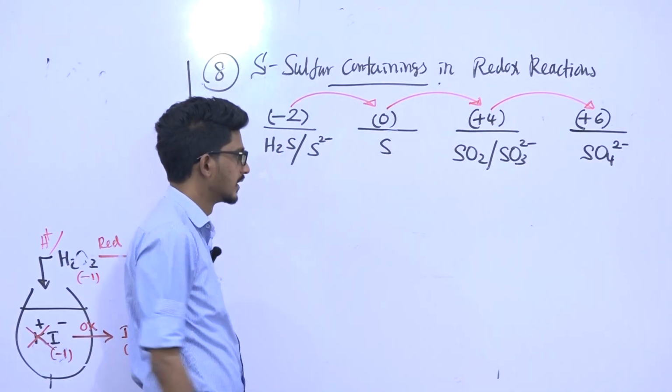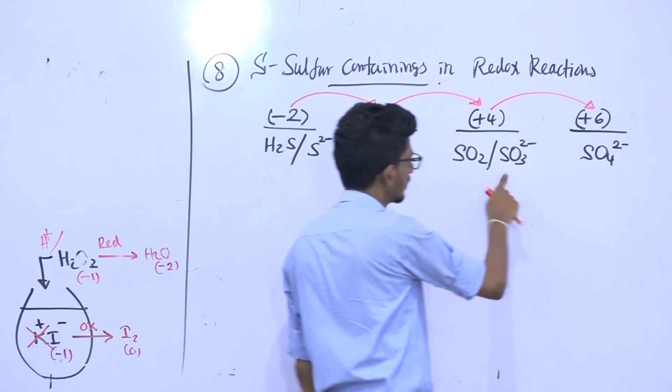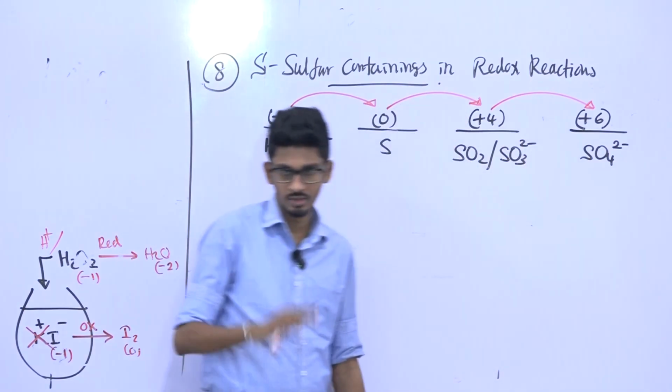Sulfur goes to SO2. If you are to oxidize one of these, that will go to SO4 2-. That is the normal trend.